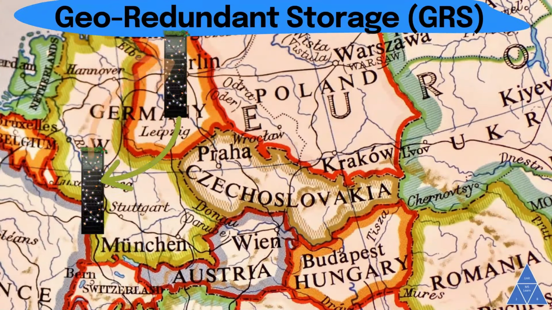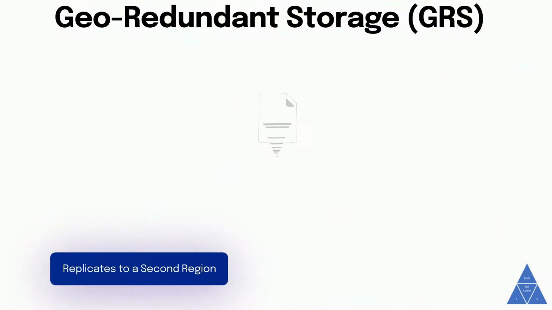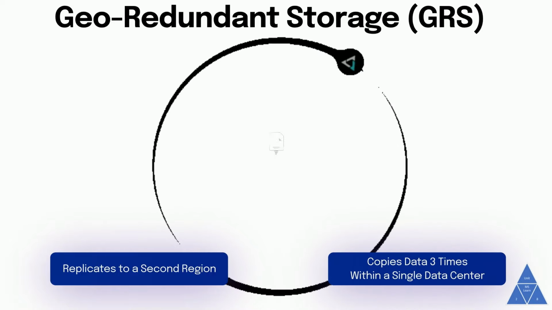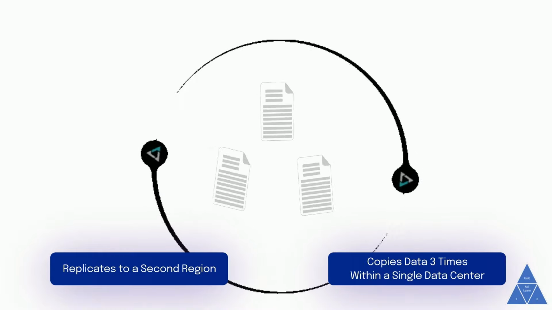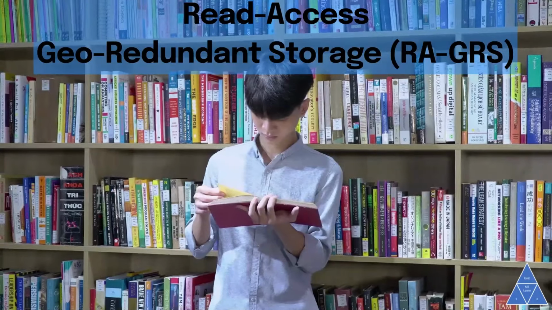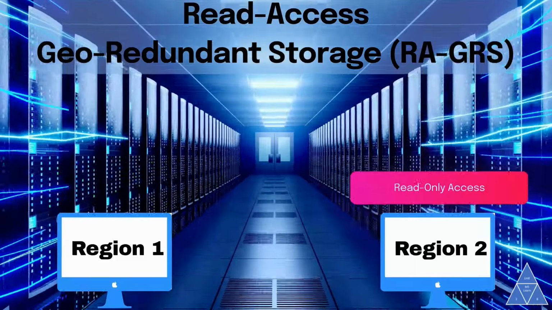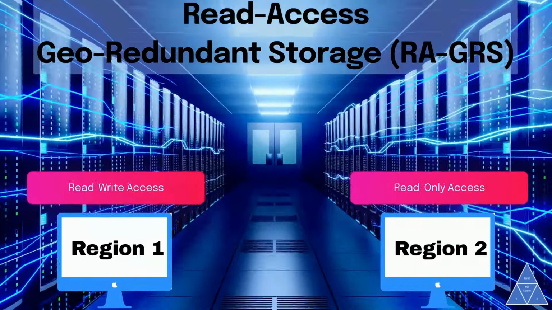Geo-Redundant Storage, GRS, replicates your data to a secondary region that is hundreds of miles away from the primary location of the source data. This ensures strong data resiliency and protection against regional outages. Additionally, GRS copies your data synchronously 3 times within a single physical location in the primary region using LRS. Read Access Geo-Redundant Storage, RA-GRS, offers read access to your data in the secondary region, in addition to the replication and redundancy provided by GRS.